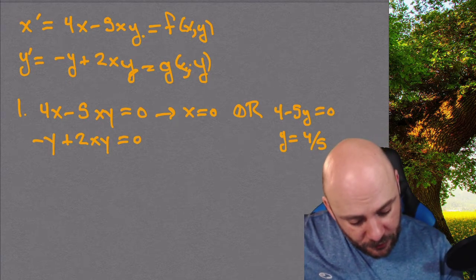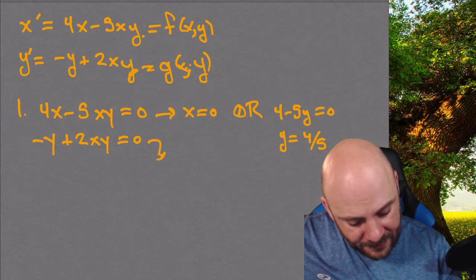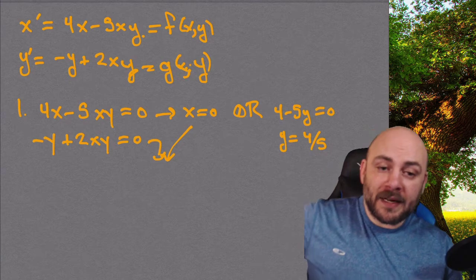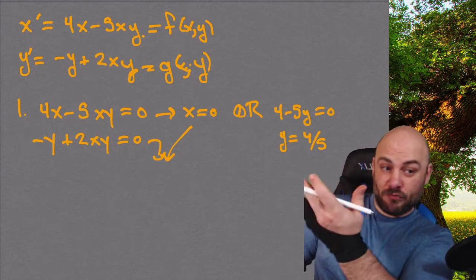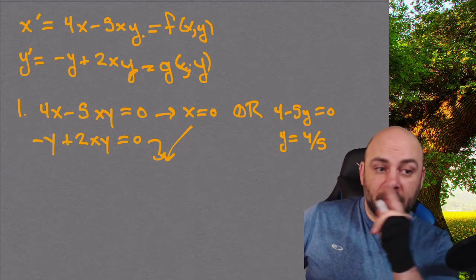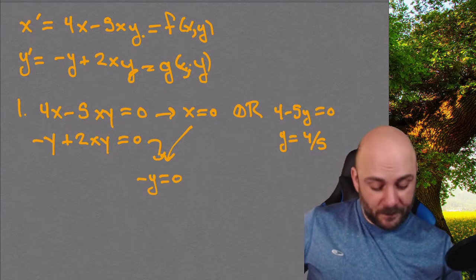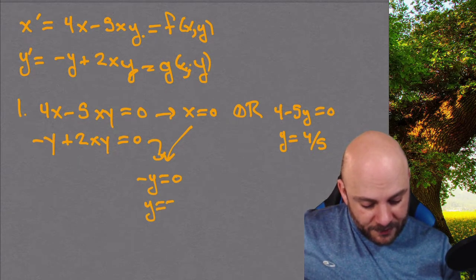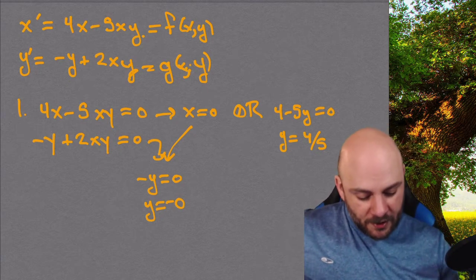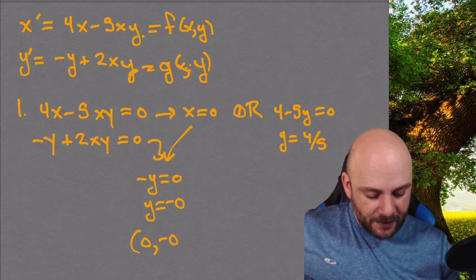The one I'm going to run with here is x equals 0. I'm going to combine that fact with the structure of the second equation. By plugging x equals 0 there, I've got negative y equals 0. That means y equals 0. Awesome. So I have an equilibrium point at 0, 0.